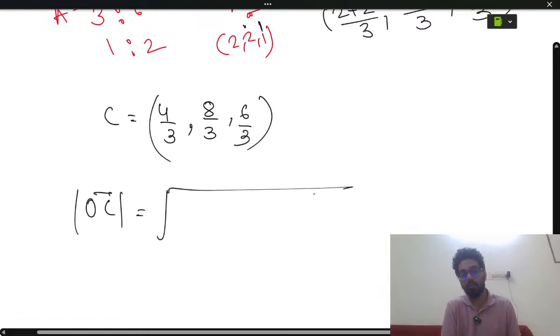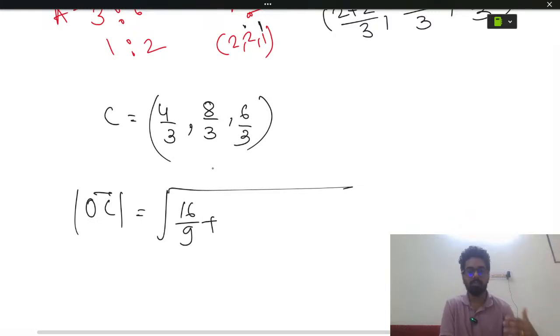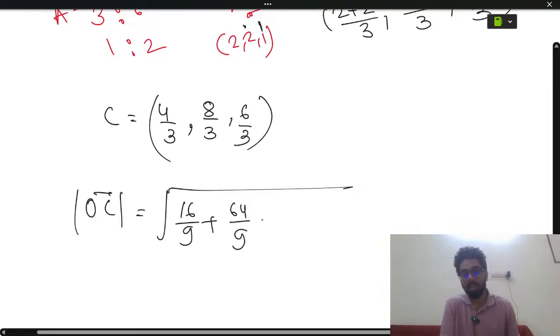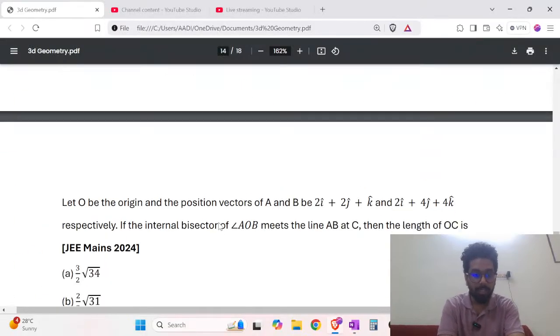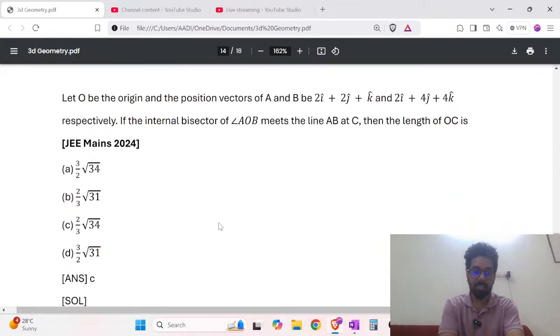Magnitude is 4 by 3 square, which is 16 by 9, plus 8 by 3 square. If you want to calculate the direct distance of the point C from origin, you directly square the coordinates. Okay, 8 by 3 squared is 64 by 9, and 6 by 3 squared is 36 by 9. Okay, so do we have an option over here? Yes. So I will verify.